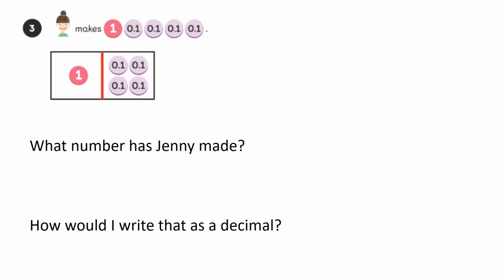I want you to have a look at question 3. What number has Jenny made? Have a look at her place value chart.